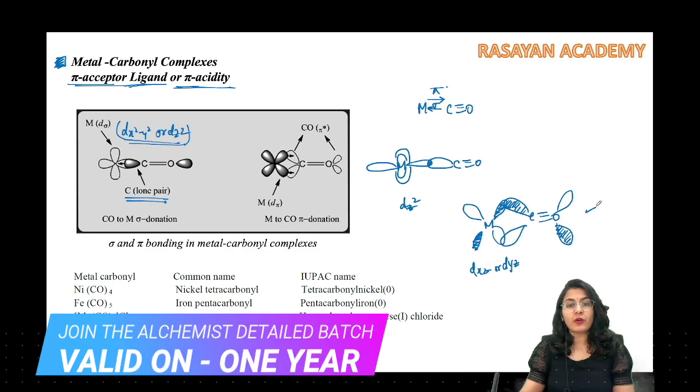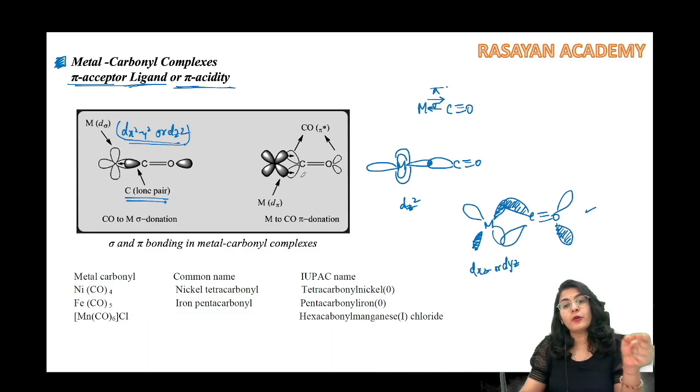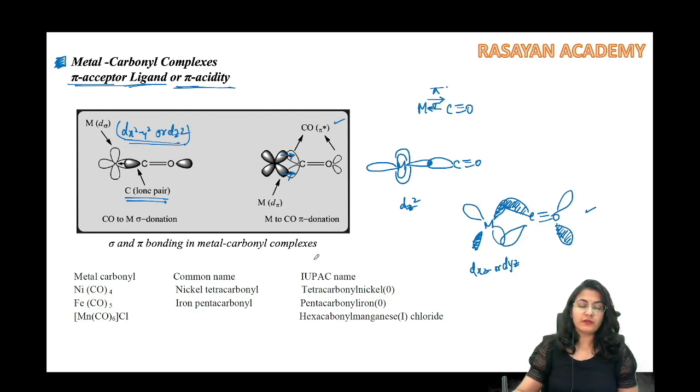So same symmetry orbital, like this, pi back donation takes place from the metal to the carbonyl. That's why the arrow direction is like this, from the metal d pi orbital into the carbonyl pi star orbital. So this is how the bonding interaction of metal and carbonyl will take place.